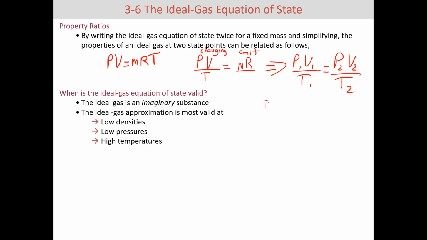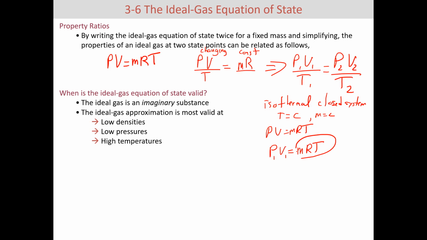And I can do this for different processes. What if I have an isothermal process, an isothermal closed system? So I have constant temperature and constant mass. PV equals MRT. On the left-hand side of the equation, everything is changing. If MRT is constant, since mass and temperature are constant during the process, that means I get P1 V1 equals P2 V2, which would be the relationship between pressure and volume of state 1 and state 2 for an ideal gas undergoing an isothermal process.